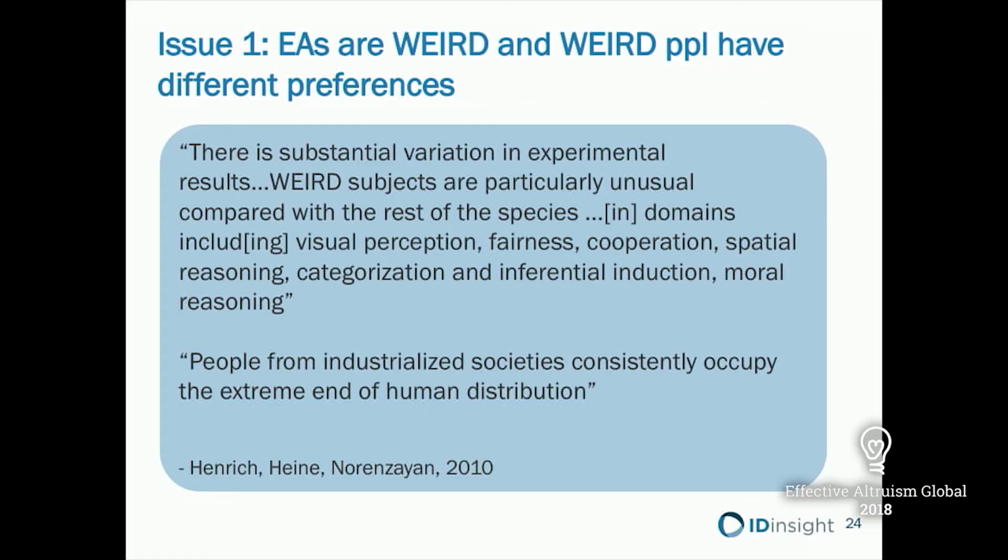So first, EAs are weird. I want to establish this fact. Joseph Henrich and his co-authors have done a number of experimental psych and behavioral science experiments that show that WEIRD subjects are particularly unusual compared with the rest of the human species on all psych experiments, including visual perception, fairness, cooperation, and perhaps most importantly for us, moral reasoning. And so people from these industrial societies consistently occupy the extreme end of the human distribution. So this is clearly potentially problematic when trying to determine how to do the most good with this fixed set of resources. And just one example of this is the ultimatum game.